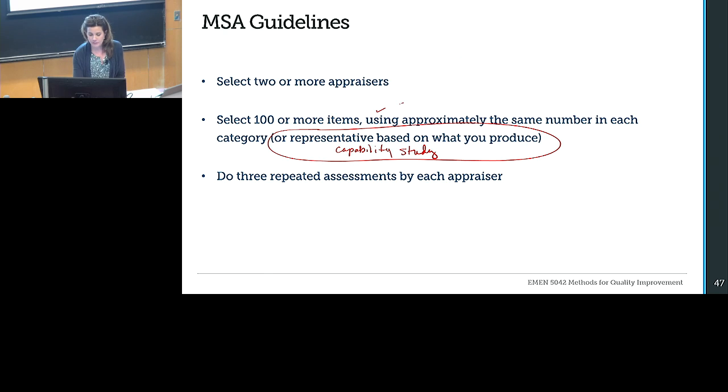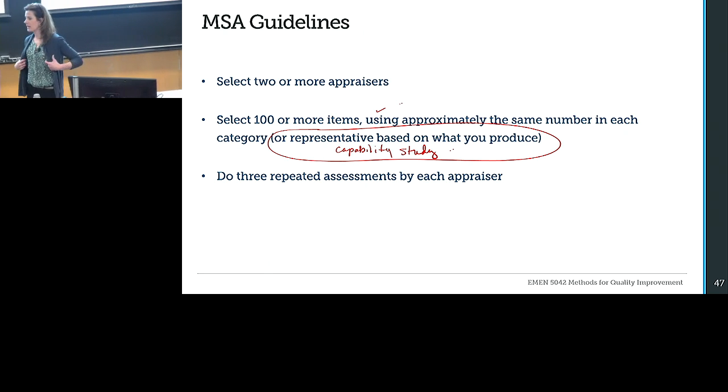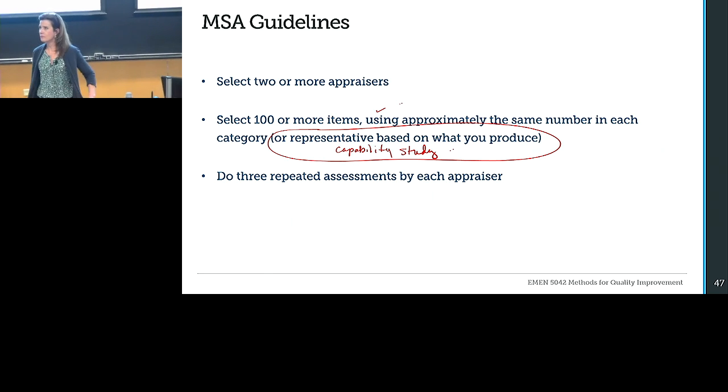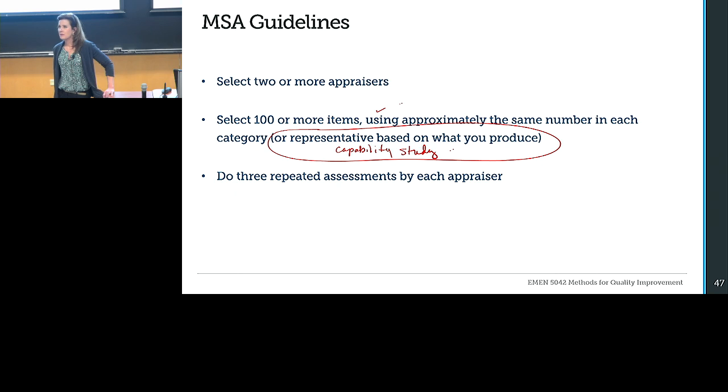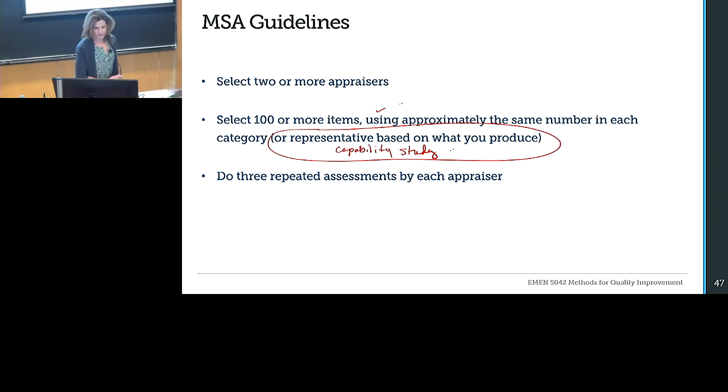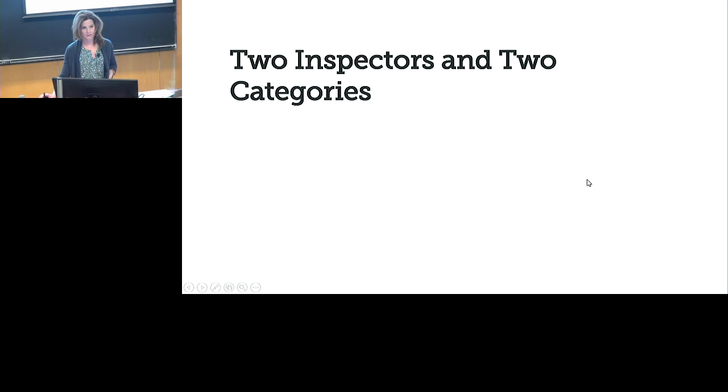So this is okay, but if you're doing a capability study, it needs to be representative based on what you produce. Especially if it's some type of external gauge and not a person. There are some gauges that say this is good or bad, and they kick stuff out here and there. That's especially important for that. All right, so those are the 3 repeated assessments by each appraiser.